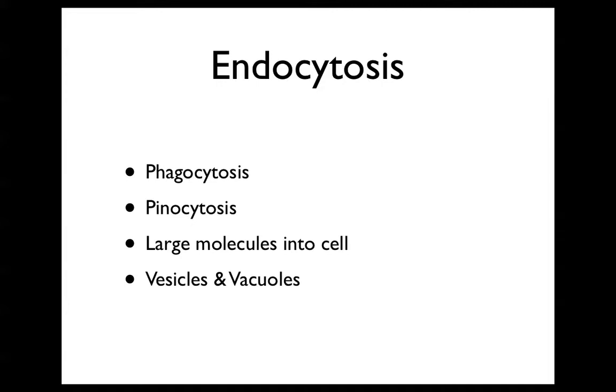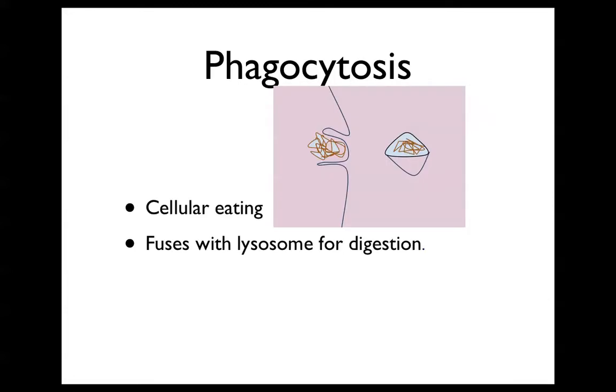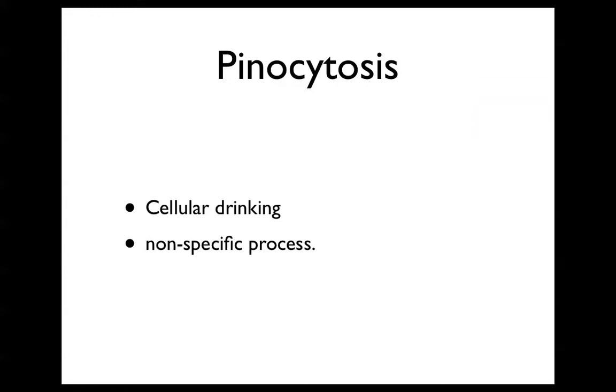Endocytosis pushes large molecules into the cell, and vesicles and vacuoles are involved in this process. Phagocytosis and pinocytosis are parts of endocytosis. First of all, phagocytosis is also known as cellular eating, and it fuses with lysosomes for digestion. Pinocytosis is known as cellular drinking, but it is a non-specific process.